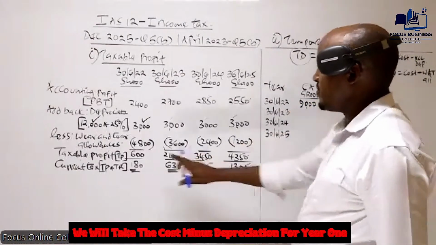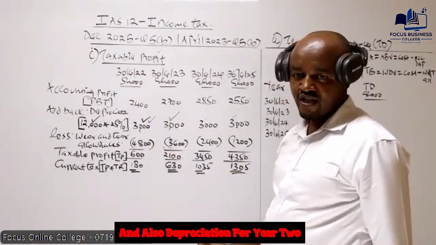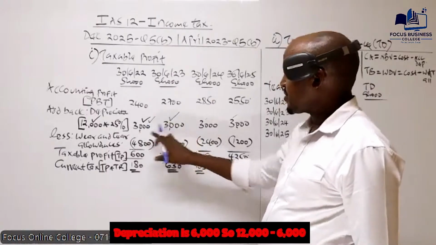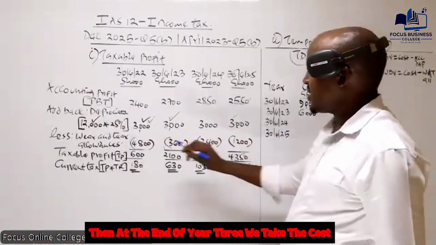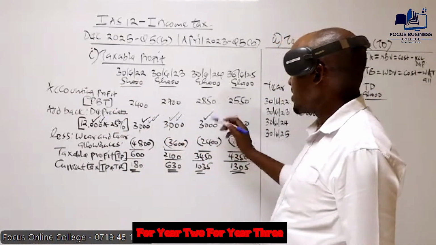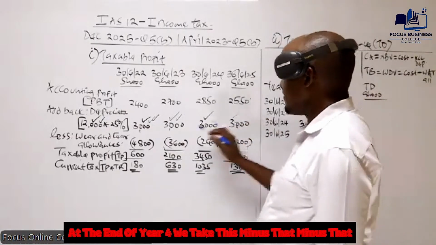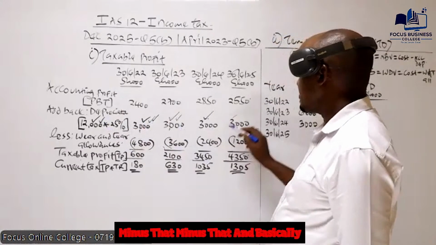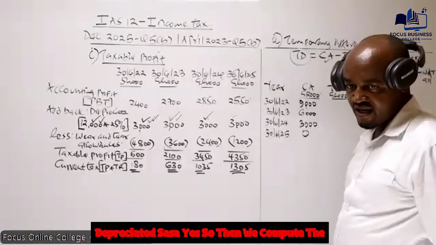In year two, we will take the cost minus depreciation for year one and also depreciation for year two, because at the end of year two, the accumulated depreciation is 6,000. So 12,000 minus 6,000, that will give us 6,000. Then at the end of year three, we take the cost minus depreciation for year one, year two, and year three, and basically that one will give us 3,000. At the end of year four, the net book value here will be 0. The asset will be fully depreciated.